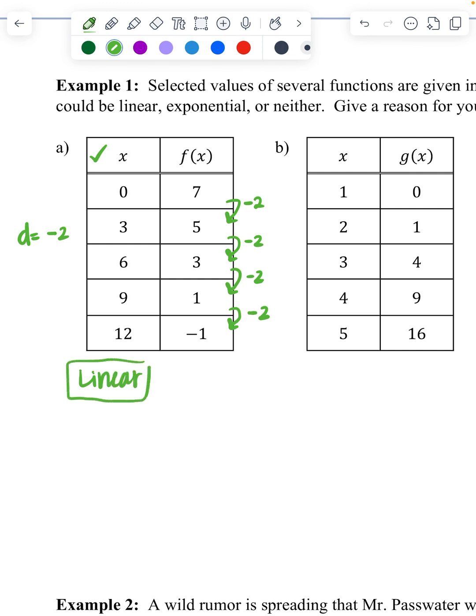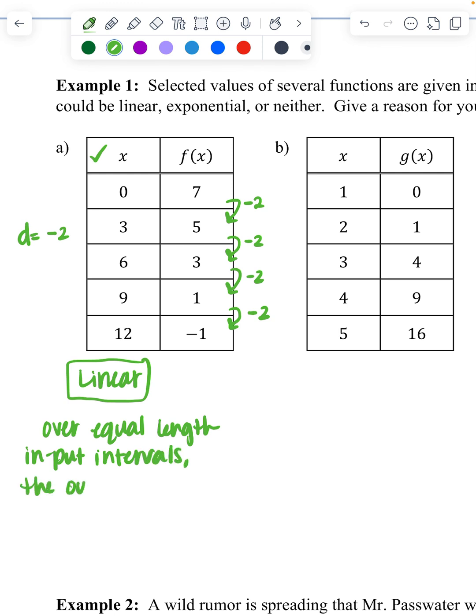And if I were to explain this using words, it might sound something like: over equal length input intervals, the output values change at a constant rate.